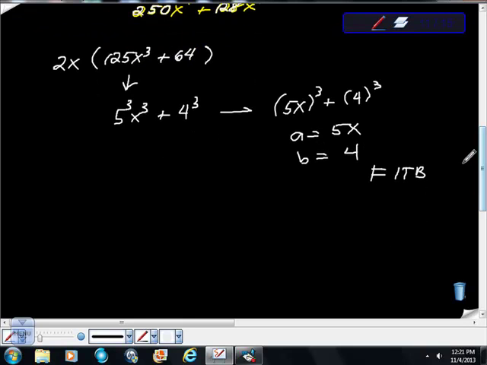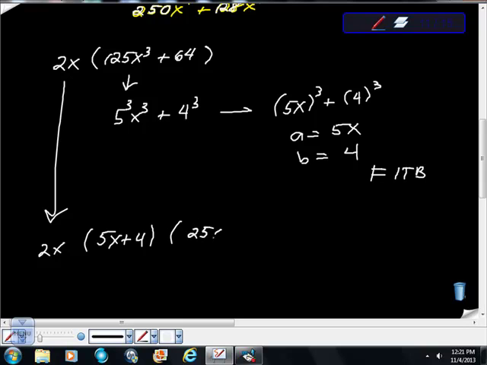When you fill in the blanks, remember, don't lose this 2x, because we need that 2x. 2x times 5x plus 4 times 5x squared is 25x squared, right? When I say 5x squared, I mean 5x squared. 5 squared is 25. X squared is x squared, right? Minus 20x plus 16 is our answer.